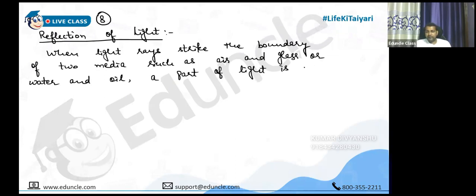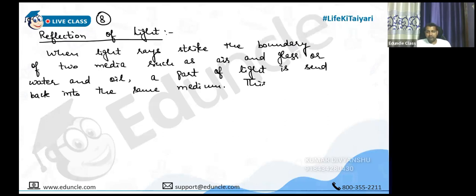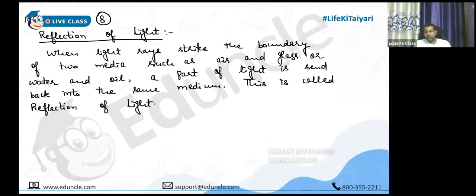A part of light is sent back. I am using the word sent because right now we are defining reflection. So this is how we define reflection. There are two kinds of reflections, regular and diffuse.